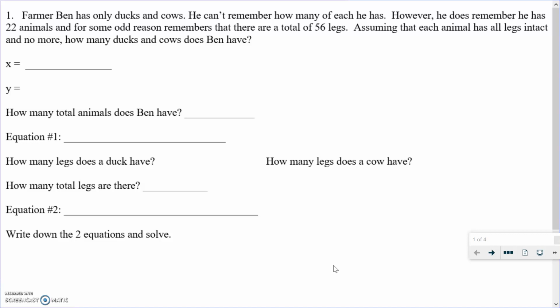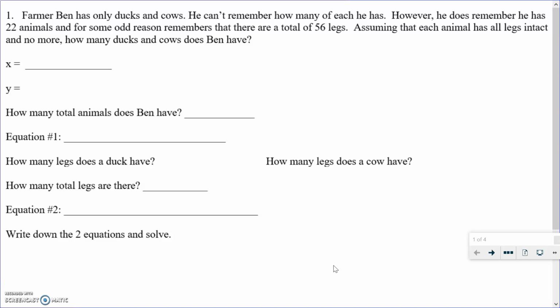So Farmer Ben has only ducks and cows. He can't remember how many of each he has. However, he does remember he has 22 animals, and for some odd reason, they have a total of 56 legs. Assuming that each animal has all their legs intact and no more, how many ducks and cows does Ben have?